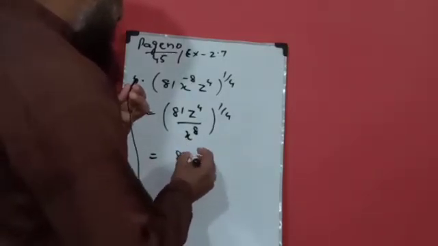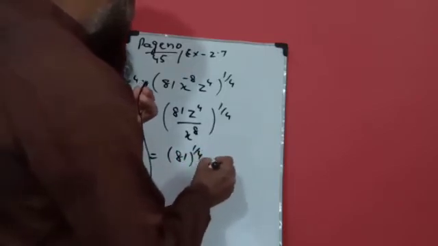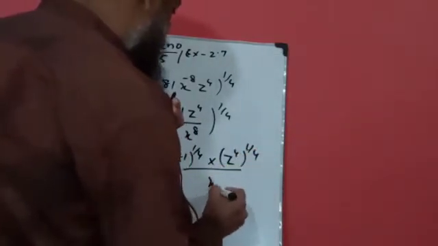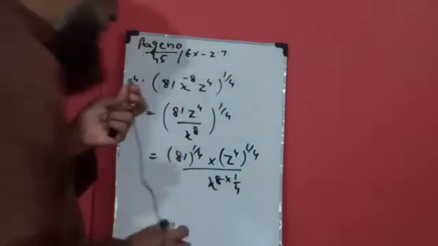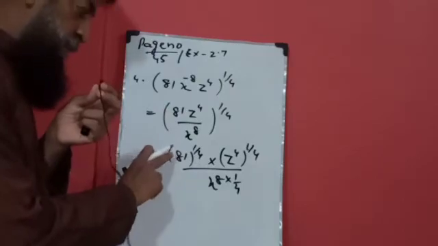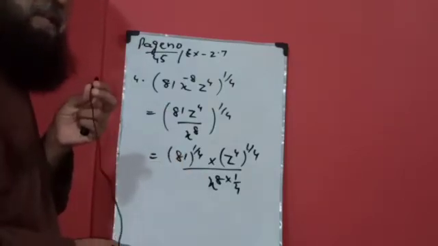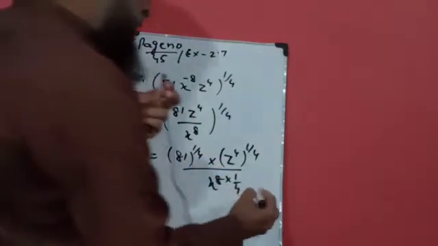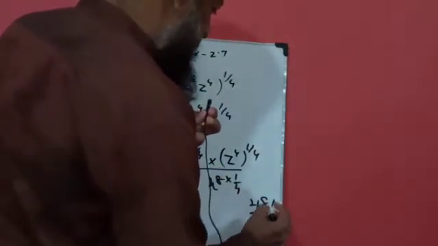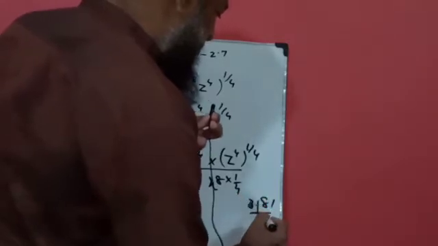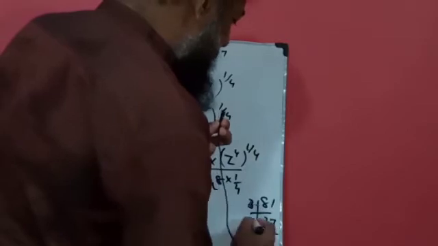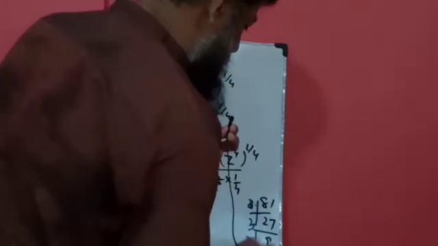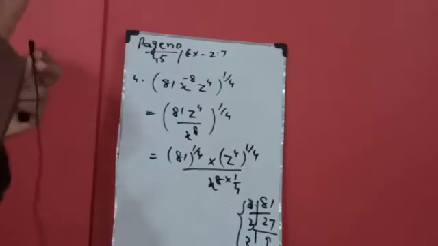81 raised to power 1 upon 4, z to the 4 power 1 upon 4, x to the 8 power 1 upon 4. Now, what is the fourth root of 81? If we divide 81 by 3: 3 2s are 6, 3 7s are 21, 3 9s are 27, 3 3s are 9, and 3 1s are 3. That means the fourth root of 81 is 3.